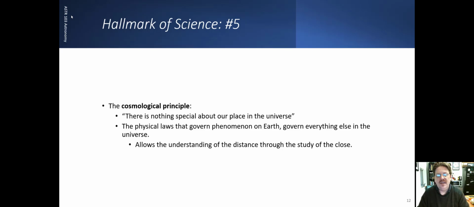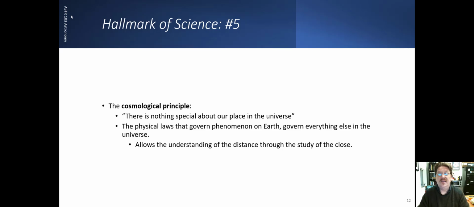The second caveat is vital to our understanding of astronomy. If this weren't the case, then astronomy would pretty much be dead in the water. And that idea is that all physical processes that we know of on the Earth operate the same way in every part of the universe and every time in the universe.